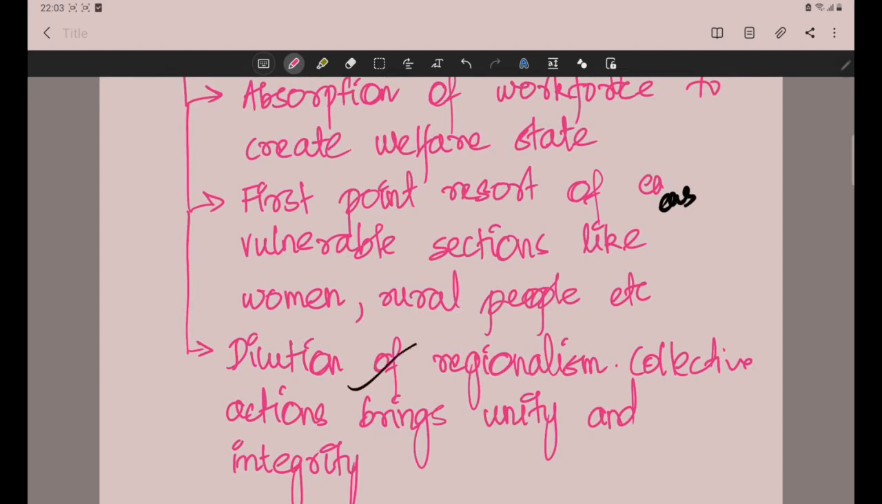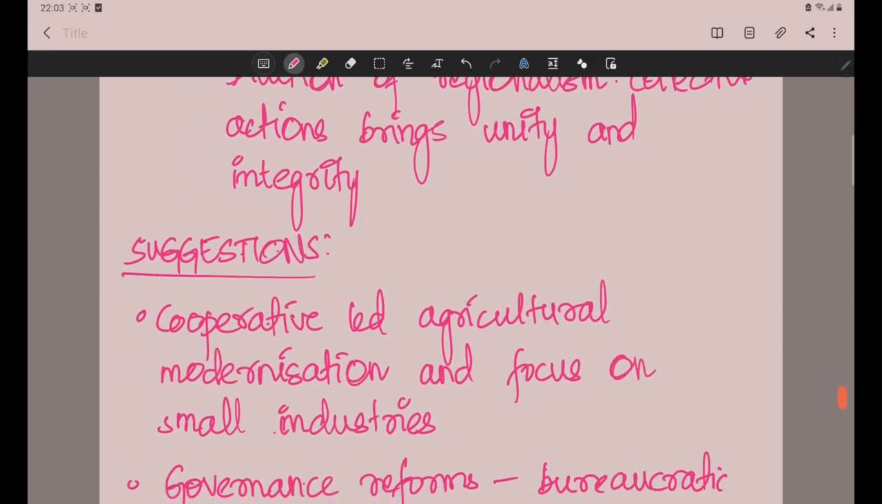Then dilution of regionalism. Since people are working in a collective manner, they are working in a collective ethos also. So there will be dilution of regionalism. They will be having a feeling of oneness. So this brings in unity and integrity to the nation.